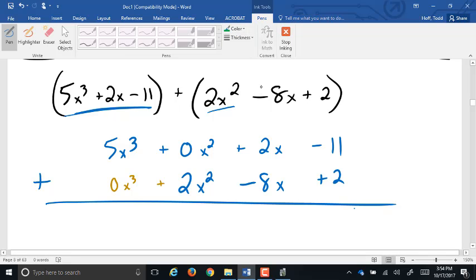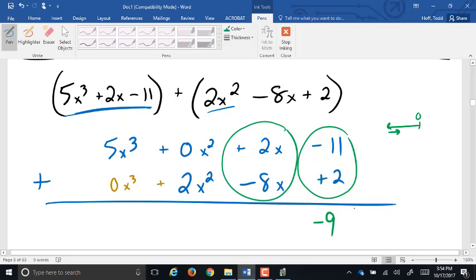But now let's go ahead and combine. So here we've got negative 11 and positive 2. Negative 9, very good. Here we've got 2x and negative 8x. Well, we know the name's going to be x. We keep the same name. Positive 2 and negative 8, negative 6x. Here we've got 0 plus 2, 2x squared. And 5x to the third plus nothing is 5x to the third. And of course, since this was a positive 2x squared, I put a plus in there to link those together.